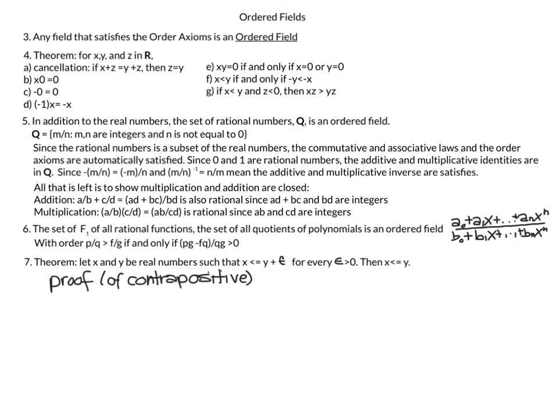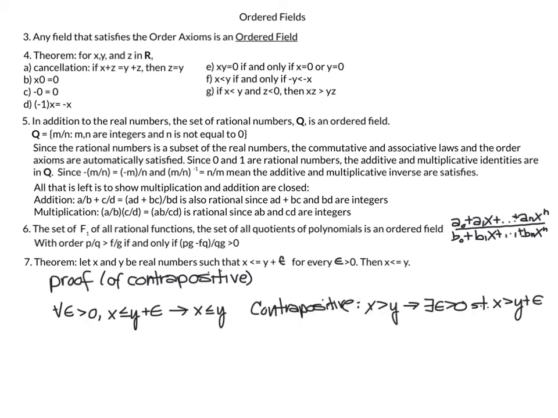The next theorem is: let x and y be real numbers such that x is less than or equal to y plus epsilon for every epsilon greater than 0. Then that would mean that x is less than or equal to y. We're going to do this proof using the contrapositive.